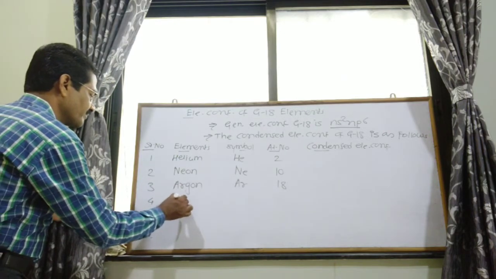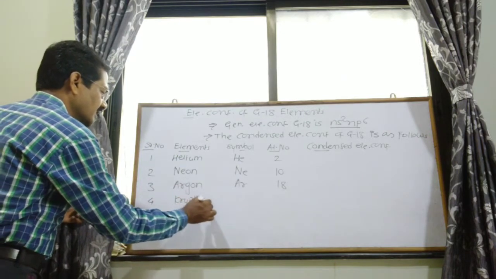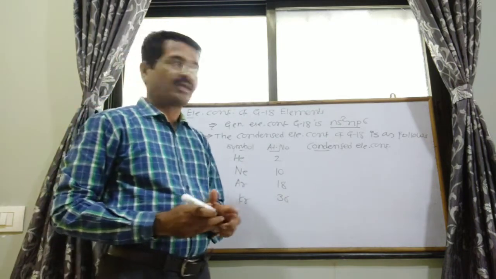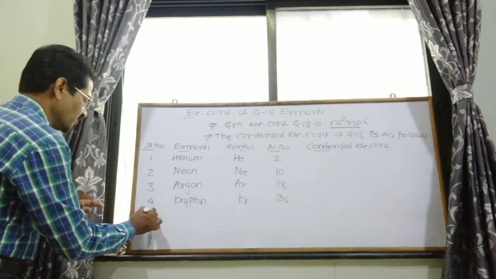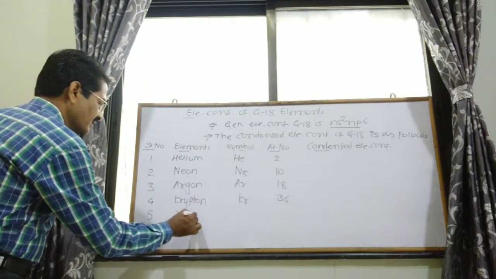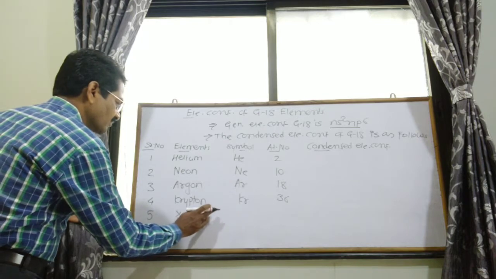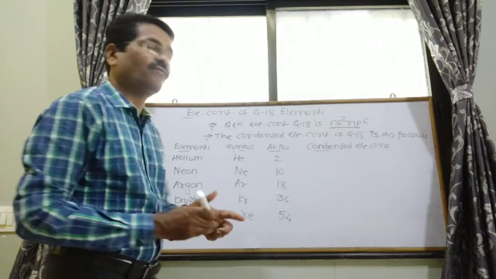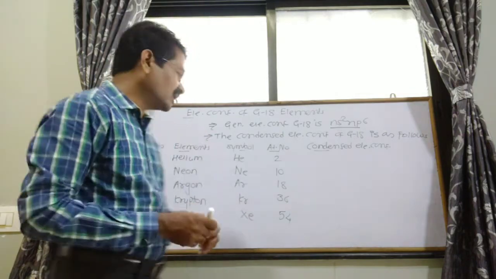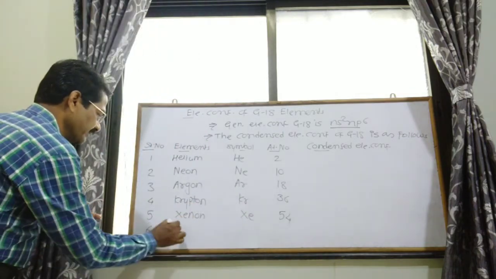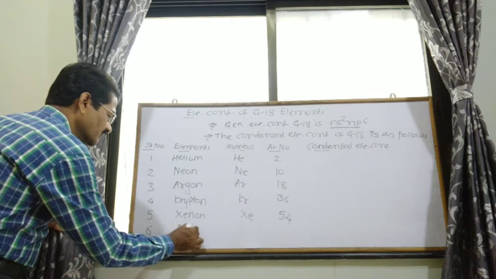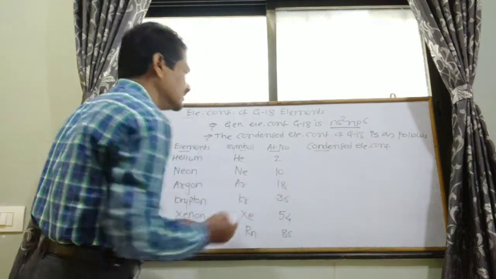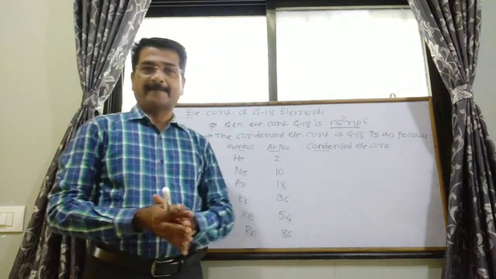After that, krypton. Krypton's symbol is Kr and atomic number 36. After that, xenon, having symbol Xe and atomic number 54. And last is radon. The sixth element is radon, having symbol Rn, and 86 is the atomic number.